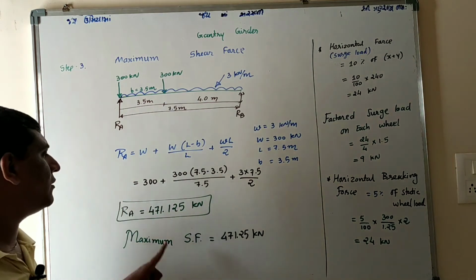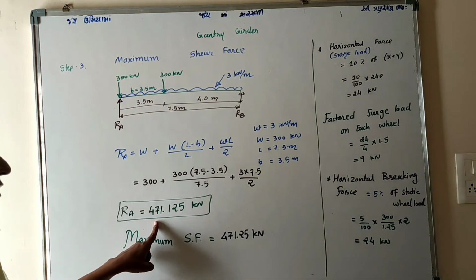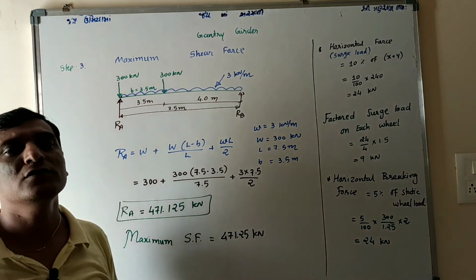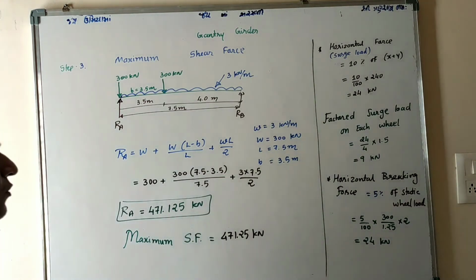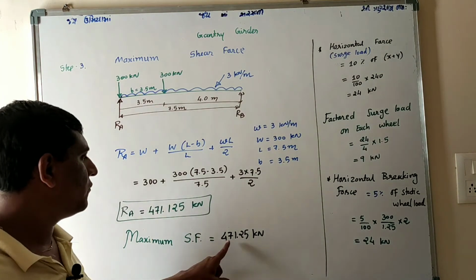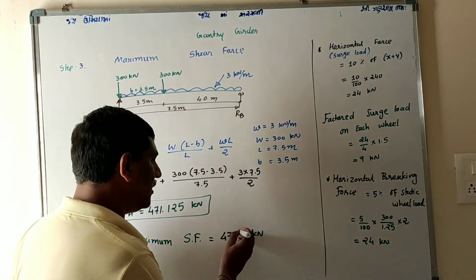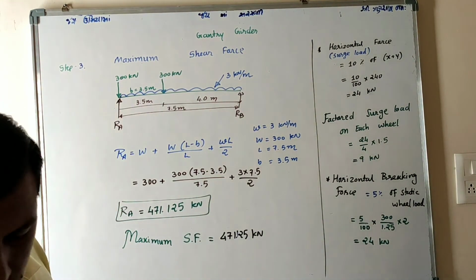So the total answer is 471.125 kilonewton. That is the maximum shear force. It was by mistake written as 471.25, it is 471.125, not 25, it is 125.